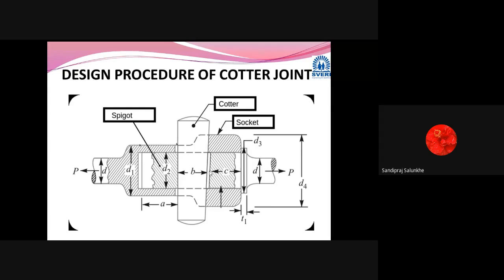Now here you can see this C is the dimension which we are going to consider, that from this cotter pin up to the end of this socket, this length is important because it is directly sustaining the tensile load, and this cotter may apply all its tensile load on this area. So this distance is very important. Am I clear to you?